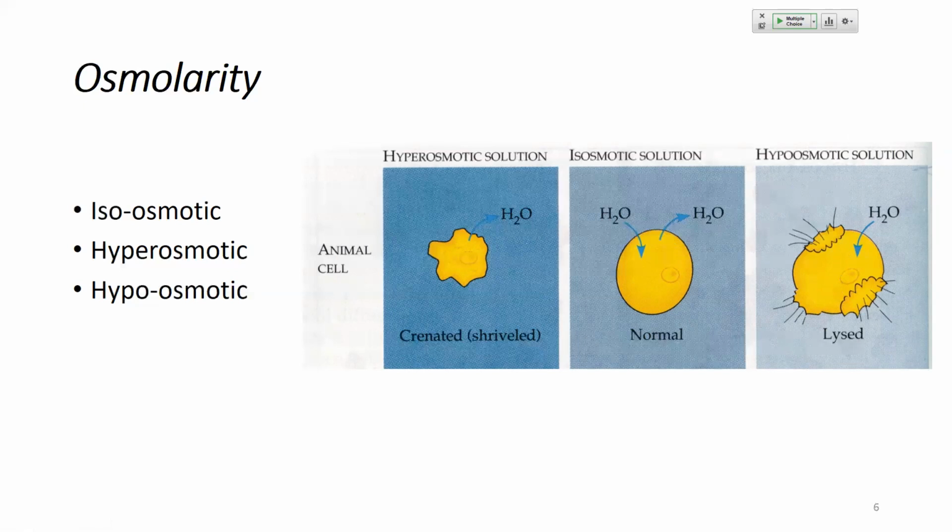Now, lysis means to rupture or to burst, and that's the effect of hypoosmotic solutions. Ideally in the body, we want to create an environment where the extracellular fluid is isoosmotic in relationship to the intracellular fluid. We don't want our cells to be shriveling up the way they do in a hyperosmotic solution, or to swell until they rupture the way they do in a hypoosmotic solution.